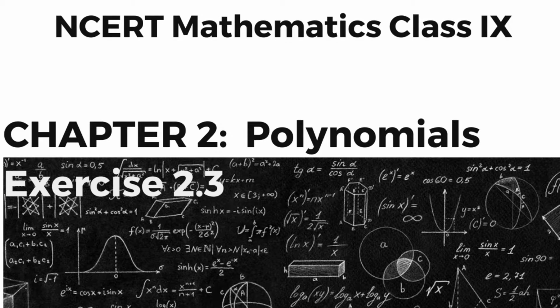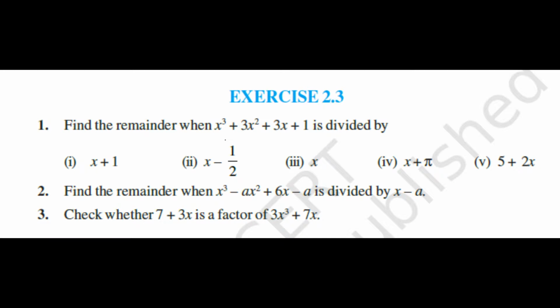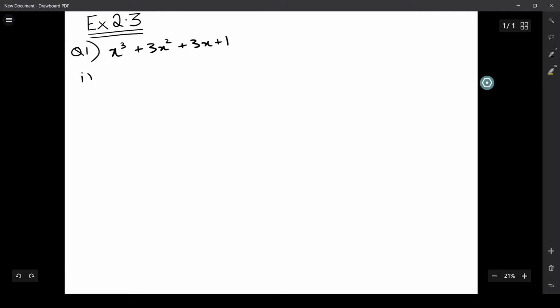Hi everyone. So today we'll be doing exercise 2.3 of the chapter Polynomials in class 9 Mathematics NCERT. So let's start with question number 1. The question says, find the remainder when the polynomial x cube plus 3x square plus 3x plus 1 is divided by the following. The first part is x plus 1.